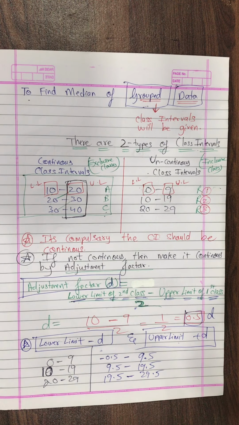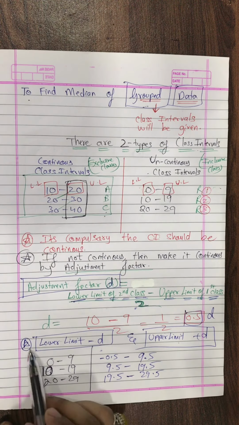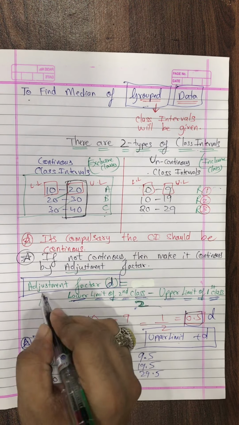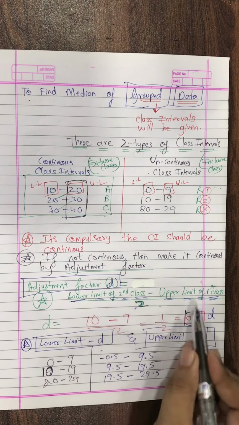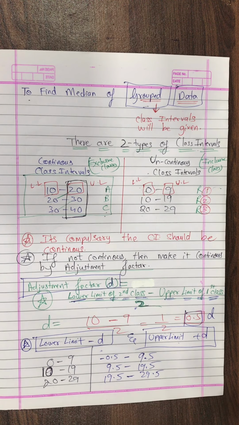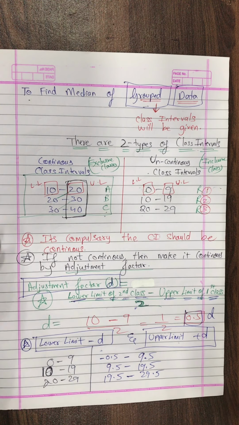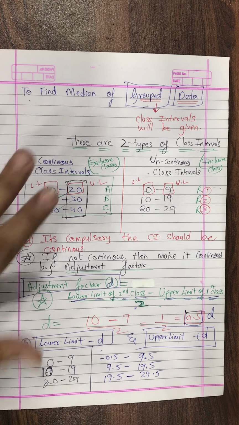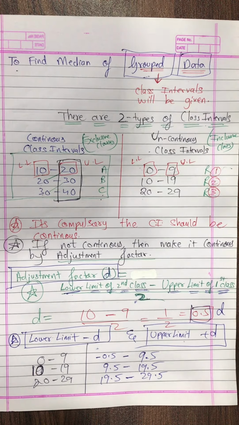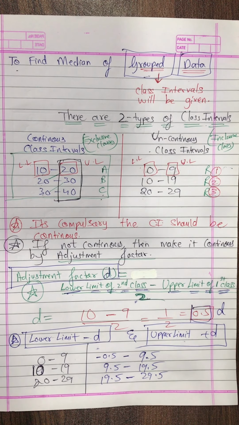Okay, so hope you understood this, and this was very important. How to find the adjustment factor: lower limit of second class minus upper limit of first class, divided by 2. This is the formula to find the adjustment factor called D. Lower limit minus D, upper limit plus D, and this is how we convert. Okay, so let's start, students. Now please pause the video and copy everything. Everything is very, very important. Okay students, hope you all have finished writing this.